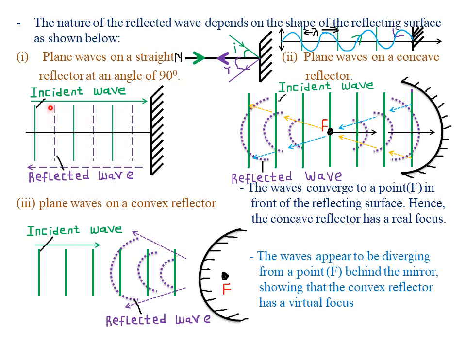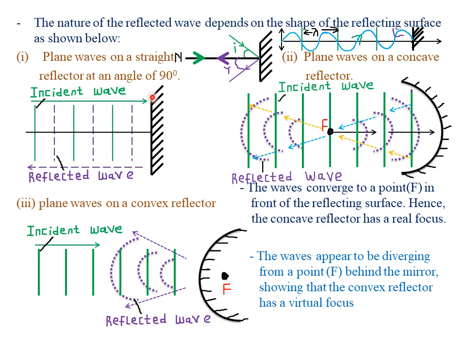So these are the incident waves, but after reflection, the reflected waves will take the shape of the reflecting surface, because we have said that the nature of the reflected wave will always depend on the shape of the reflecting surface. So for all plane waves, or for all straight waves, they will be reflected in such a way that they take the shape of the reflecting surface.